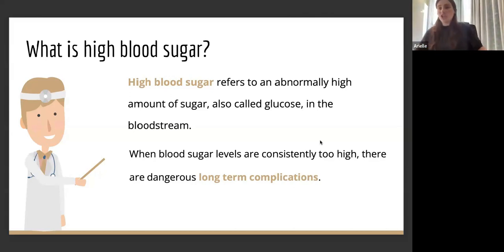So what is high blood sugar? That's really where carb counting starts from. This refers to an abnormally high amount of sugar, also called glucose. Anytime you see the word glucose, that's another word for sugar, for blood sugar in the bloodstream. When blood sugar levels are consistently too high, there are very dangerous long-term complications. And usually that first complication will lead to diabetes, and diabetes obviously has a whole list of other complications associated with it. But that first complication typically will be diabetes.